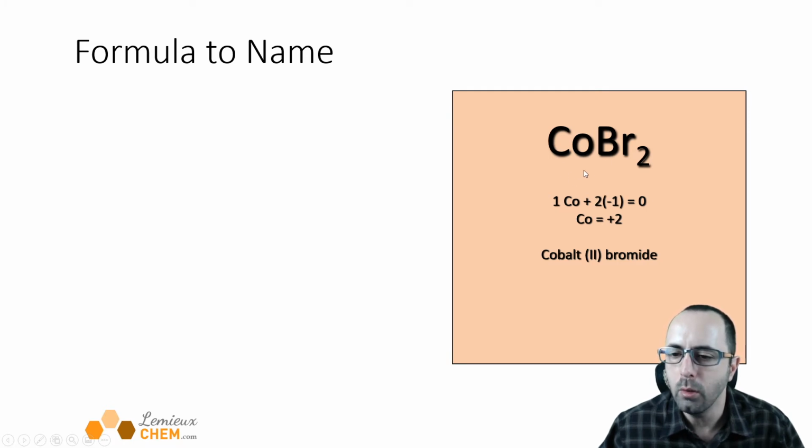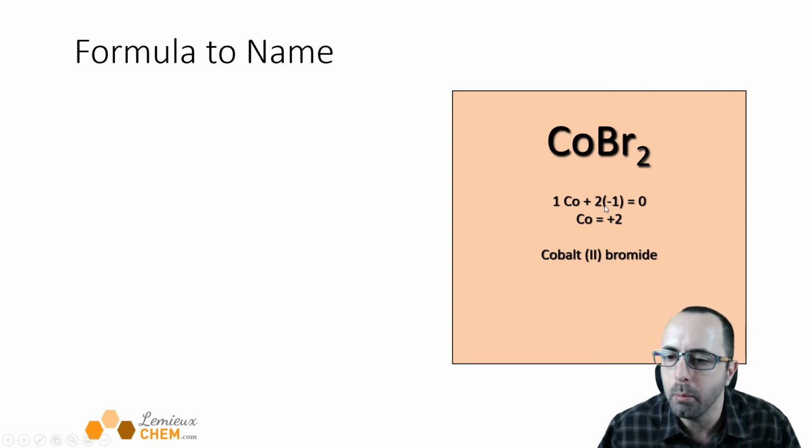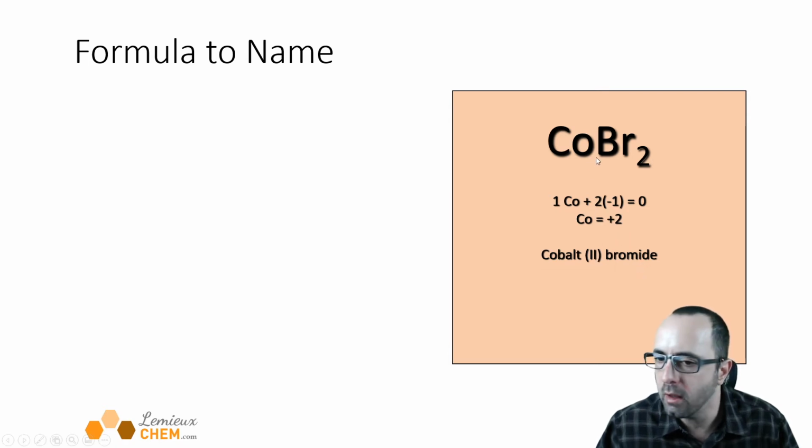Well, we do know that the bromide here is -1, and we've got 2 of them. And we do know that the charges have to add up to 0. So we have 1 cobalt and we have 2 bromides, which each are -1. So if we add 2 to both sides, we get cobalt equals +2. So the charge on the cobalt is +2. So since we know the cobalt ion is +2, we can now call this cobalt 2 bromide. Okay, cobalt 2, not because there's a 2 here, but because the charge on the cobalt is +2.